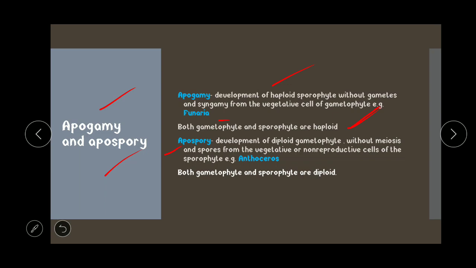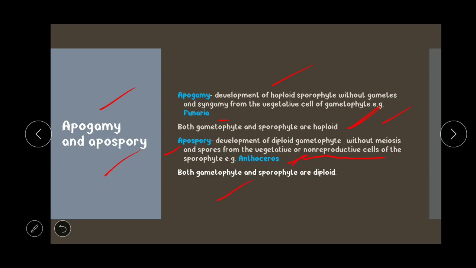But here is an anomaly, an abnormal rule in apospory. What happens? The non-reproductive or vegetative cells of the sporophyte will give rise to the formation of diploid gametophyte. Okay, so here both gametophyte and sporophyte are diploid, and in apogamy both gametophyte and sporophyte are haploid. Okay, an example is Anthoceros.